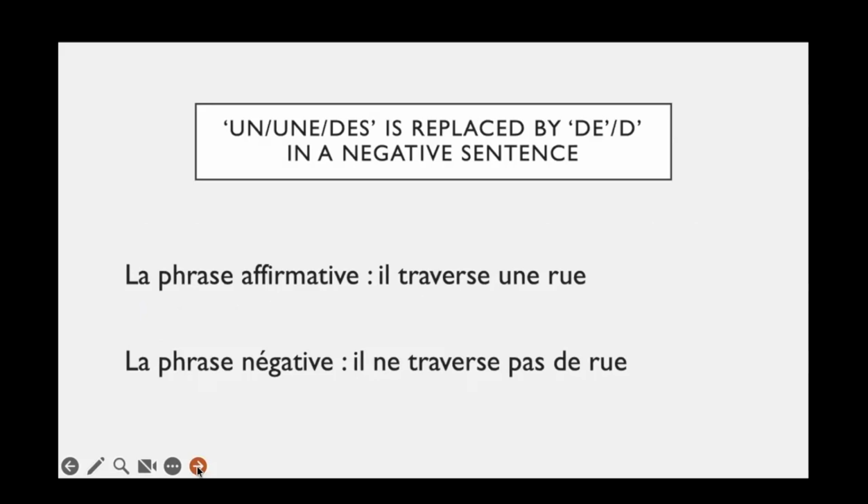So in short, whenever you find un, une, or des in a sentence and you want to convert that sentence into negative, you replace the un, une, des by de, or d apostrophe in case of vowels. On remplace un, une, des par de ou d'apostrophe dans une phrase négative. Donc, la phrase affirmative, ça veut dire quoi? The affirmative sentence, or positive sentence. Il traverse une rue. He crosses a road. All the verbs I've been using so far are ER ending verbs. The negative sentence for this would be, il ne traverse pas de rue. See how une changes to de.